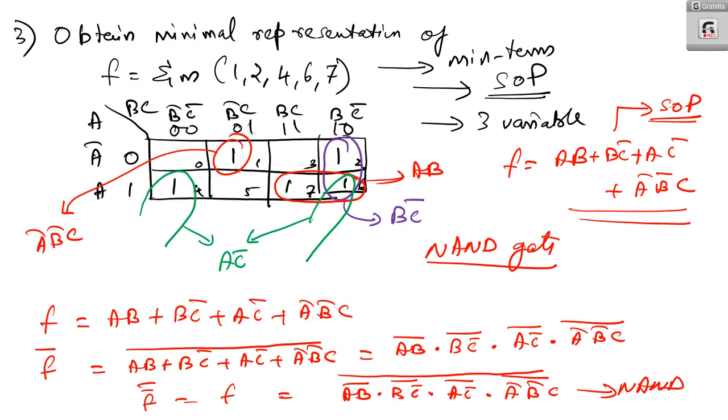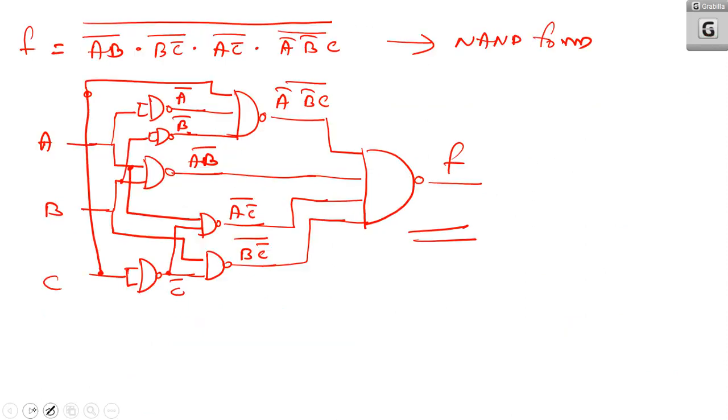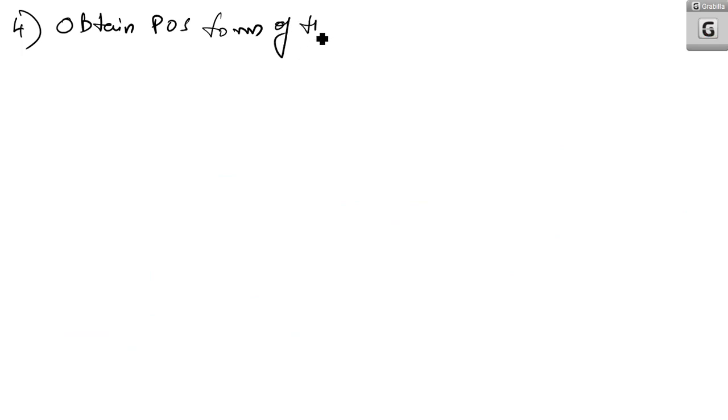Okay. So with that, we will come to one more problem. Question number 4. Obtain POS form of the following expression. That is again using this K-map.